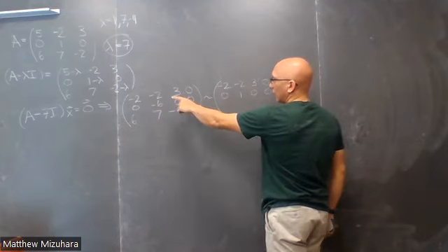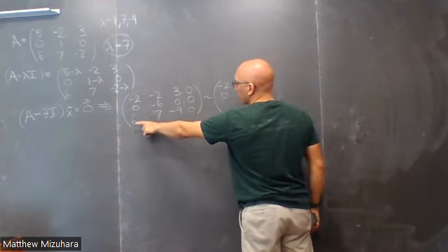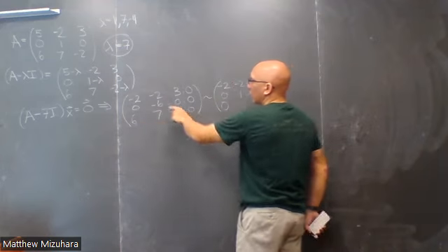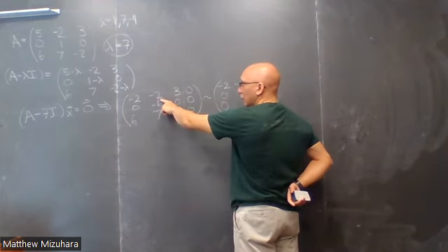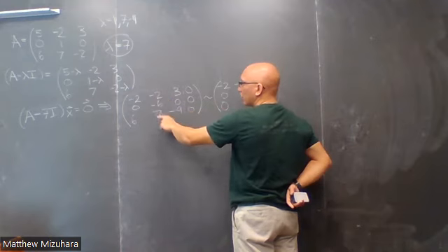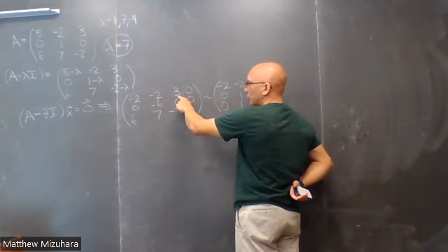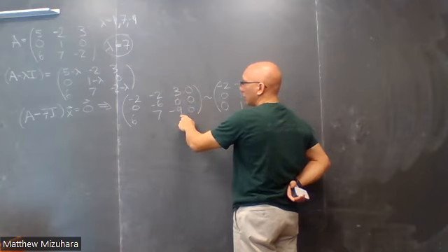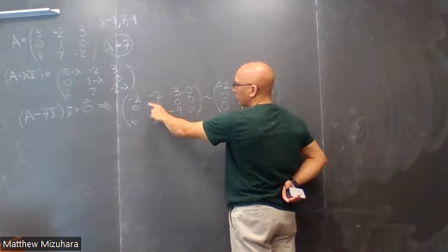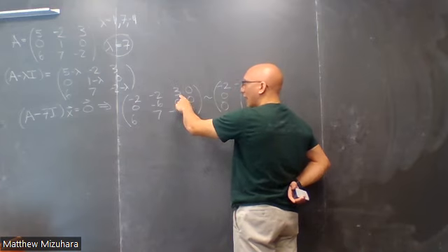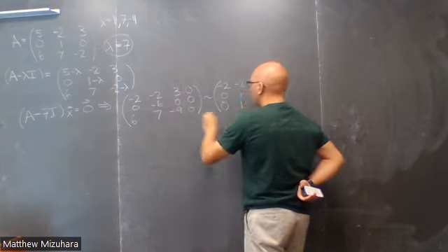So negative 2 times 3 is negative 6, plus 6 is 0. Negative 2 times 3 is negative 6, plus 7 is 1. And 3 times negative 3 is negative 9, plus, sorry, I multiply by positive 3, right? Multiply by positive 3. 3 times positive 3 is 9, minus 9 is 0. Okay.